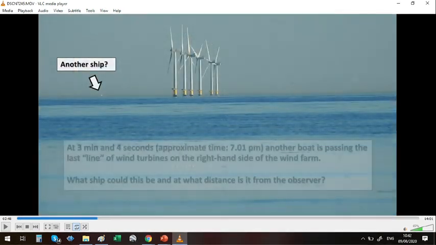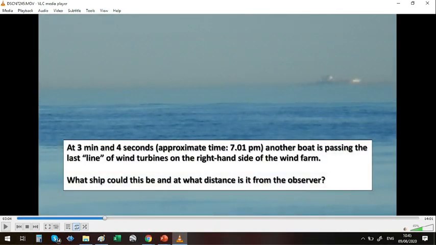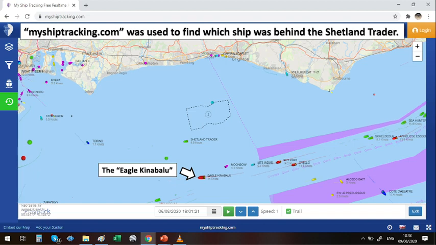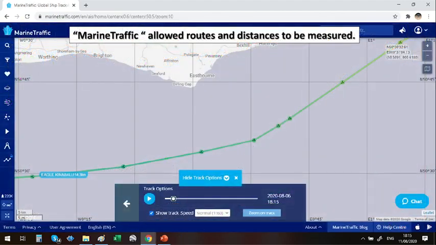Another ship? At 3 minutes and 4 seconds, approximate time 7:01 p.m., another boat is passing the last line of wind turbines on the right-hand side of the wind farm. What ship could this be, and at what distance is it from the observer? MyShipTracking.com was used to find which ship was behind the Shetland Trader. Marine traffic allowed routes and distances to be measured.